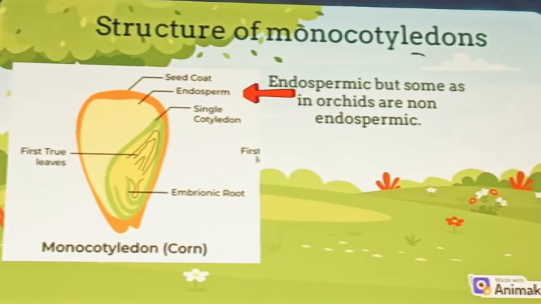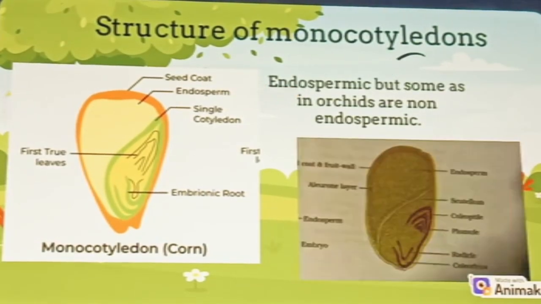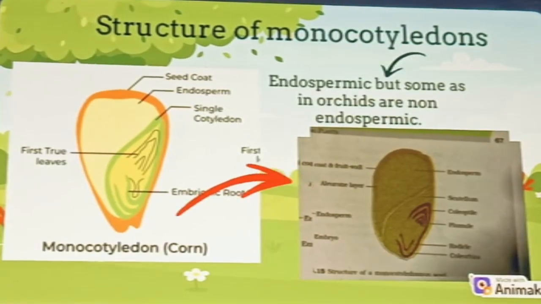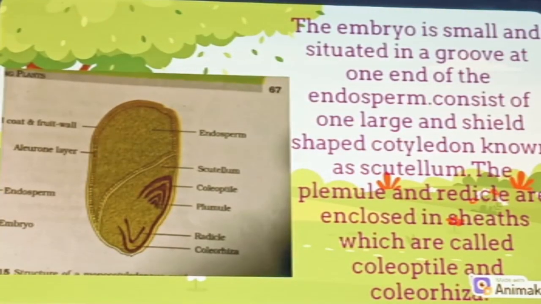The outer covering of the endosperm separates the embryo by a proteinaceous layer called the aleurone layer. The embryo is small and situated in a groove at one end of the endosperm. It consists of one large and shield-shaped cotyledon known as the scutellum, and a short axis with a plumule and a radicle. The plumule and radicle are enclosed in sheaths called coleoptile and coleorhiza.